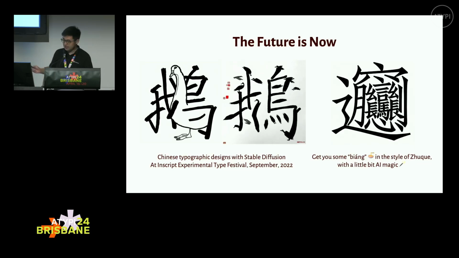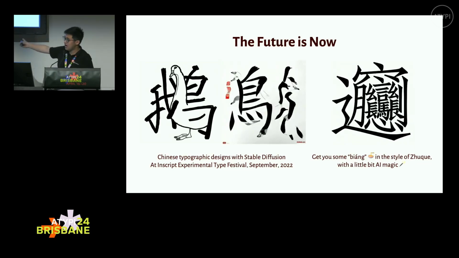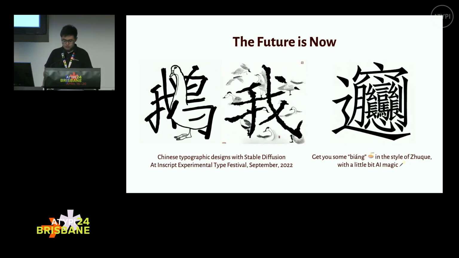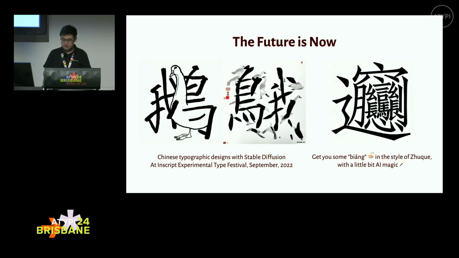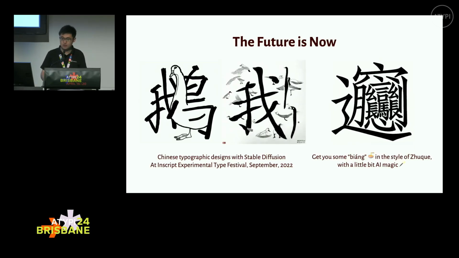Like here, we take this very complex character, if you know that this is a Biang character, and allow the AI to fill up the stroke details, making the necessary modifications manually, and repeat this cycle until we get what we want.